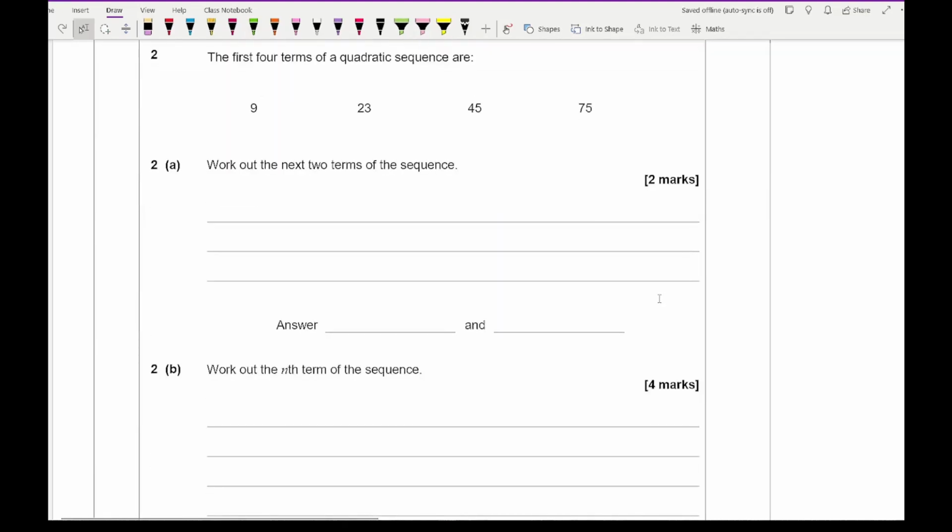Then moving on to question 2, it says the first 4 terms of a quadratic sequence are 9, 23, 45 and 75. And for question 2a, it says work out the next 2 terms of the sequence. So again, if I work out the difference, here I've got plus 14, then I've got plus 22, and then I've got plus 30.